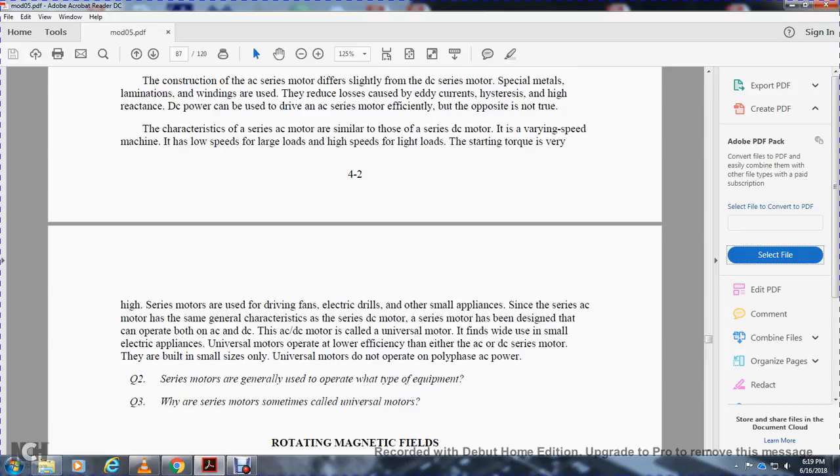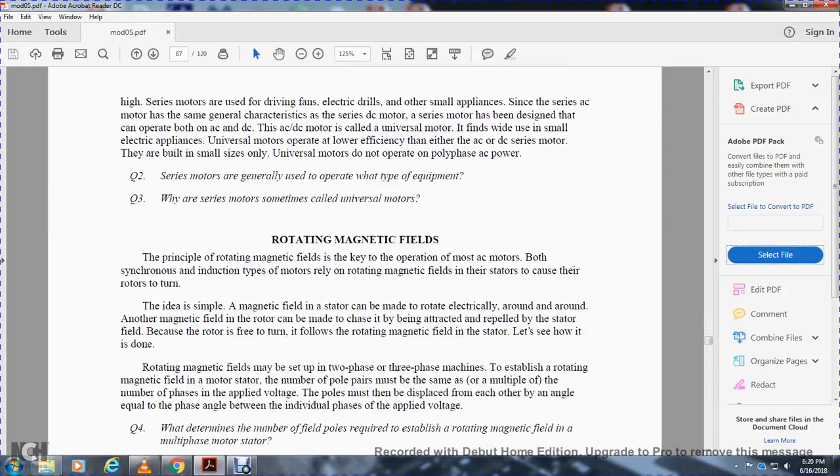These series AC motors have general characteristics similar to the series DC motors. Some series motors have been designed to operate on both AC and DC. An AC/DC motor is called the universal motor. It is used in small electrical appliances. Universal motors operate with lower efficiency on either AC or DC than series motors. They are built in a small size. Universal motors do not operate on polyphase AC power.